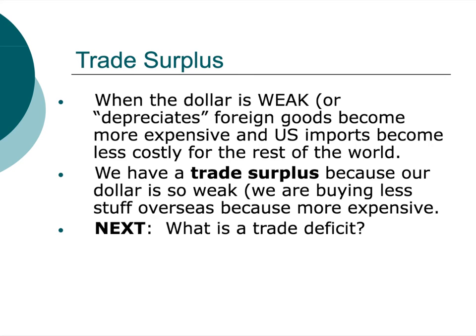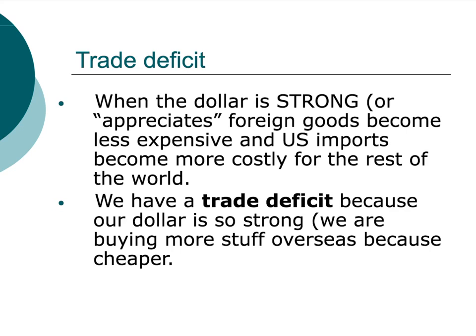A trade surplus is very simply when exports are greater than imports. And a trade deficit is simply when exports are less than imports. A trade deficit may be caused by a strong currency or an appreciating currency because foreign goods become less expensive, which means we're going to import more, and that may lead to a trade deficit.